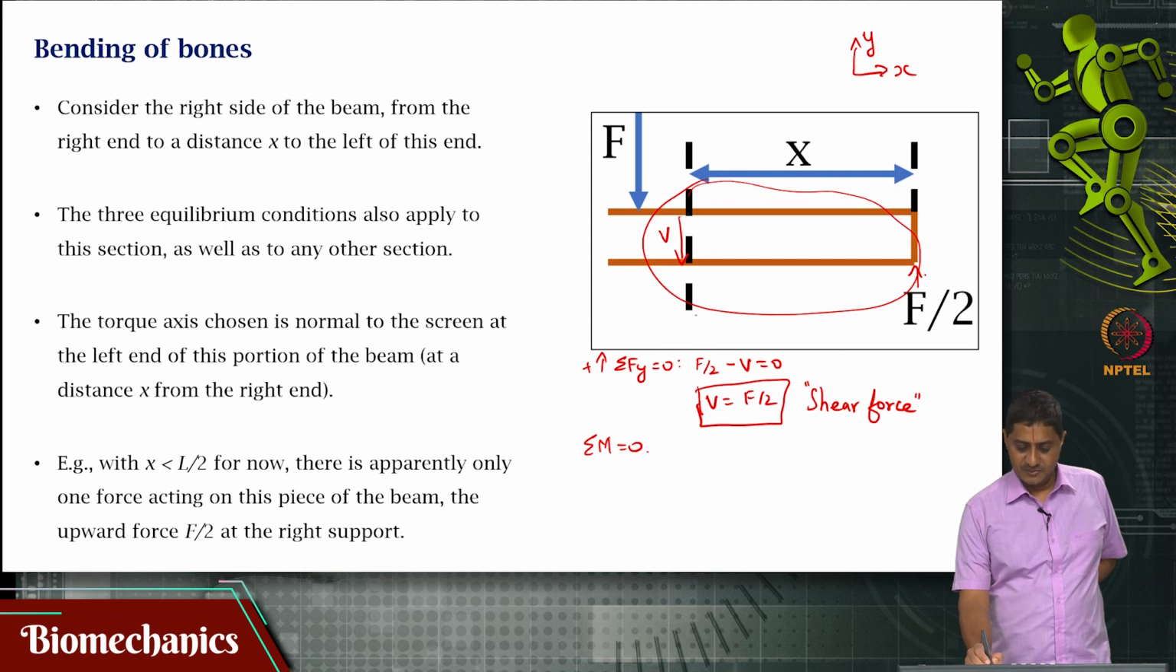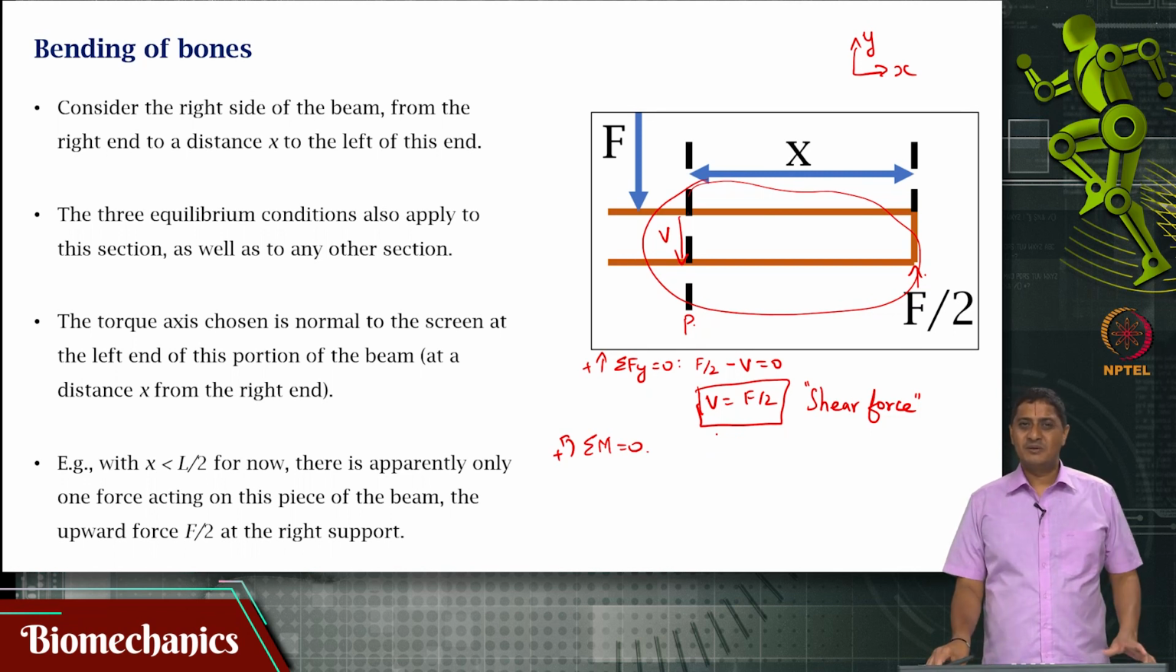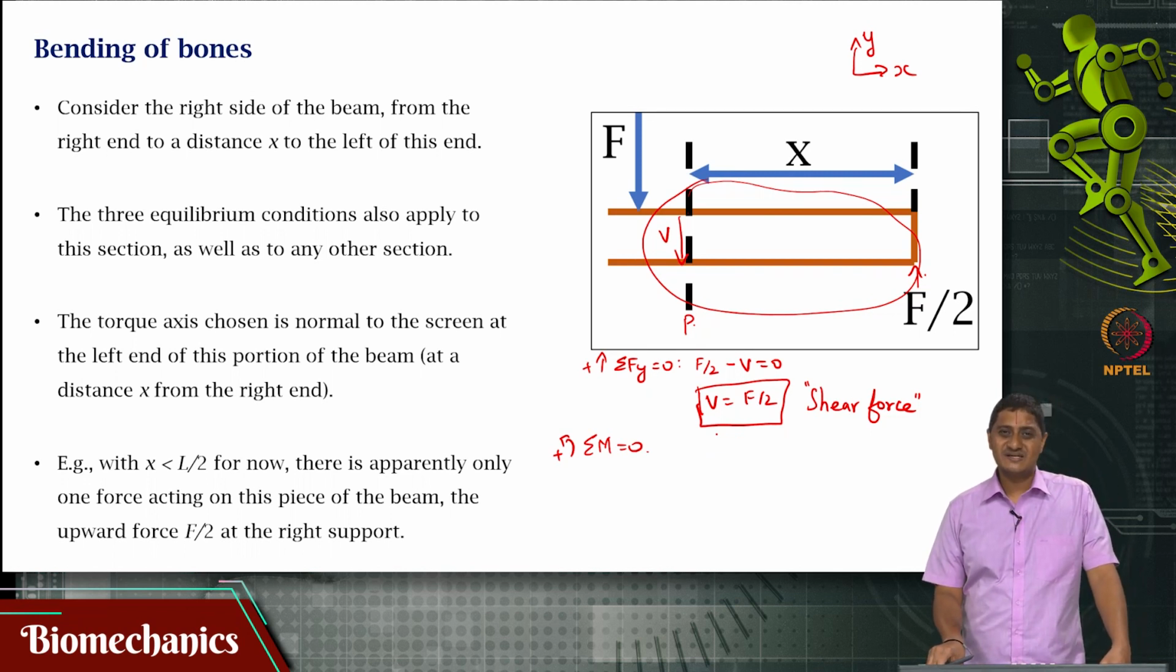I am going to call this point some p. Now, if I take sigma m equal to 0, if I take the moment about this point p, V will not cause a moment at point p. Why? Because the moment arm is 0.